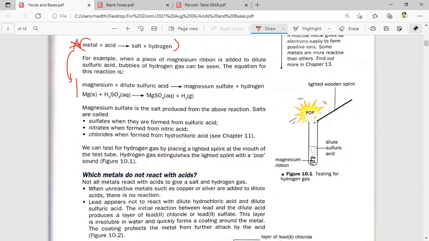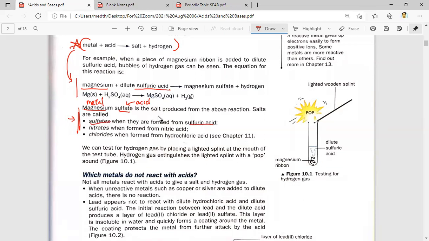Okay, now I want to highlight this part over here. It says magnesium sulfate is a salt produced from the above reaction because I use sulfuric acid with magnesium. So magnesium is from the metal. Sulfate actually comes from the acid. So if I use sulfuric acid, I'll actually get a sulfate. So as mentioned here, sulfates are formed from sulfuric acid.